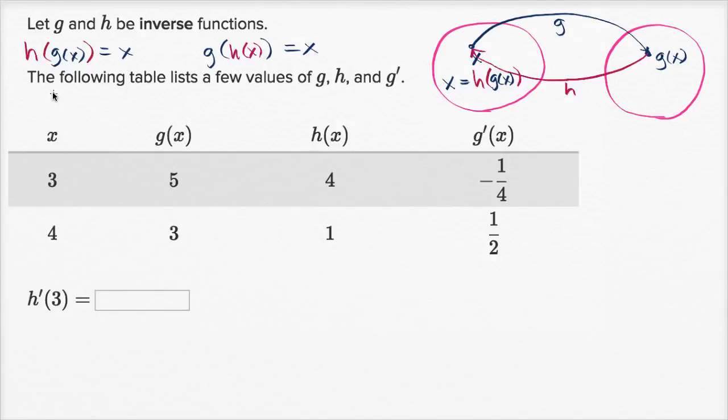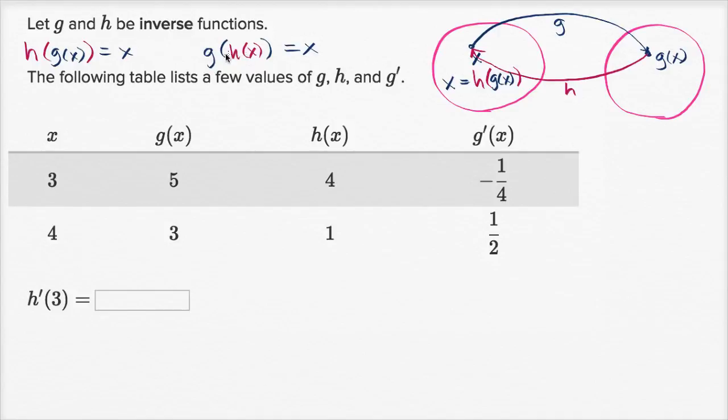And then they give us some information. The following table lists a few values of g, h, and g prime. All right? So they want us to evaluate h prime of 3. But they don't even give us h prime of 3. How do we figure it out? They gave us g prime and h and g. How do we figure this out? Well, here we're going to actually derive something based on the chain rule. And this isn't the type of problem that you'll see a lot of, but it is interesting. So we're going to work through it, and there's a chance that you might see it in your calculus class.